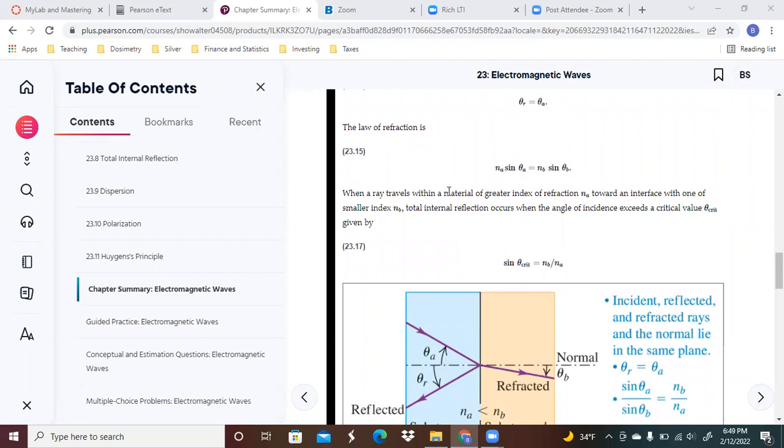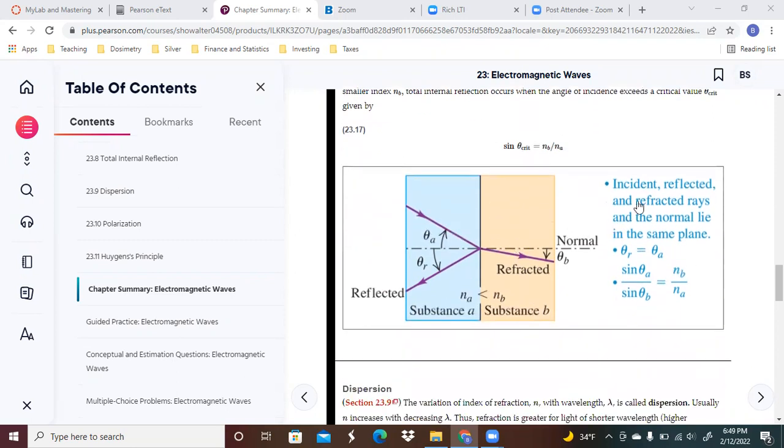So when a ray travels within a material of greater index of refraction n_a towards an interface with one of a smaller index, total internal reflection occurs when the angle of incidence exceeds a critical value given by this. In other words, incident, reflected, and refracted rays.